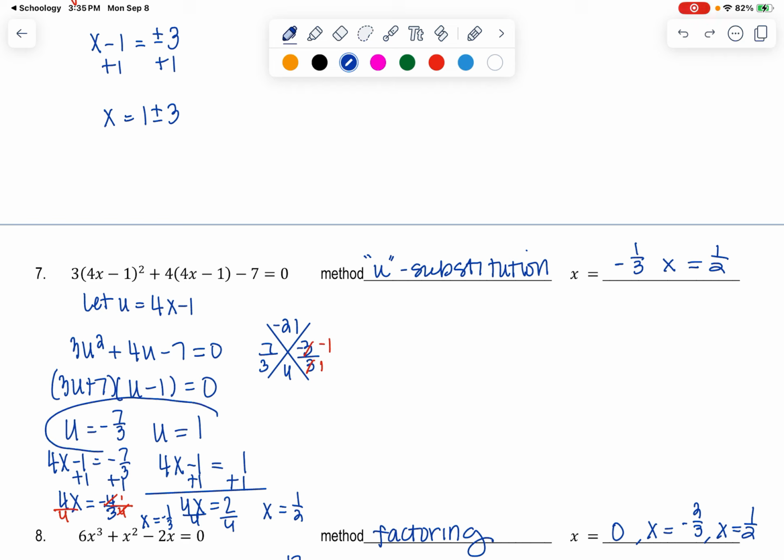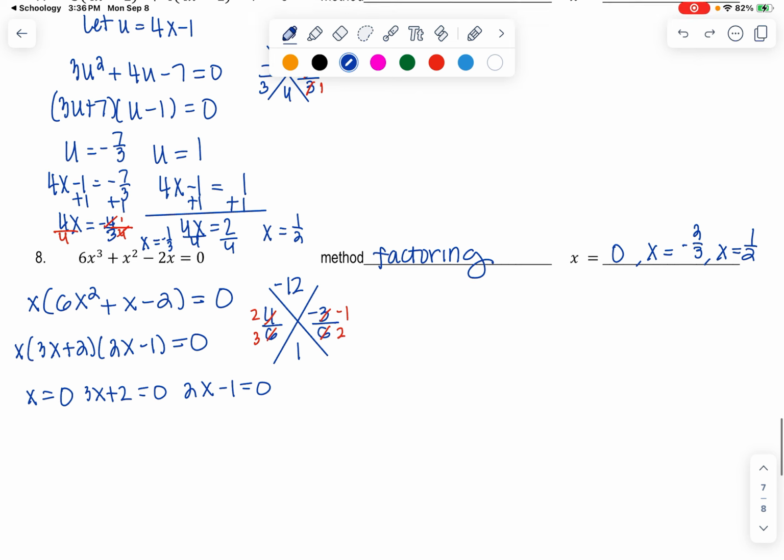If you got to this point, just be careful after that: adding 1, dividing by 4, or adding 1, multiplying by 1/4. And then the very last one, it was factorable. It had a GCF of x. And then you could factor the trinomial that was left behind, the quadratic trinomial. You end up getting 3 solutions for this cubic function: 0, negative 2/3, and 1/2.